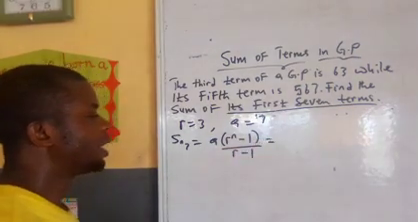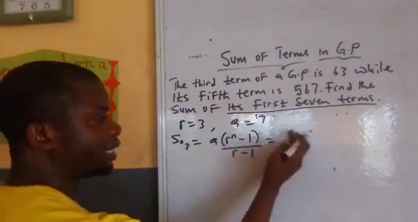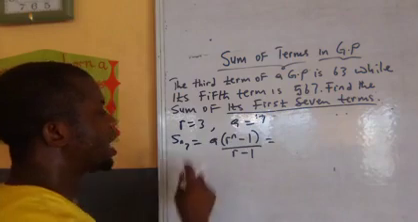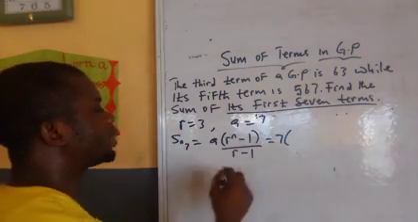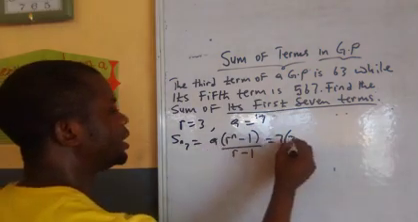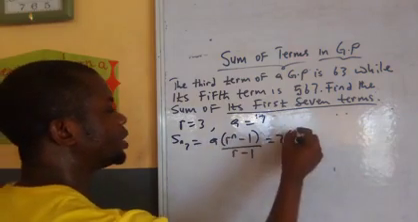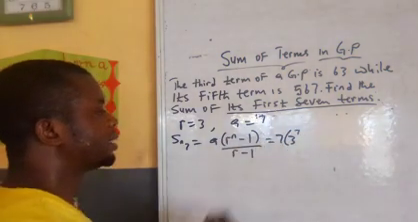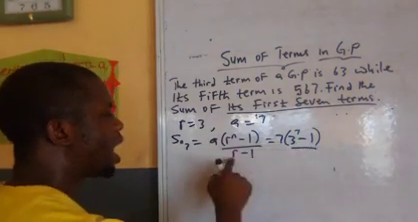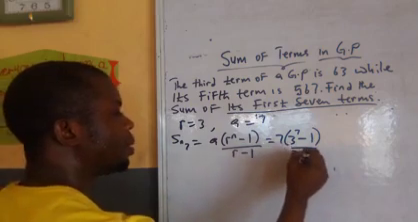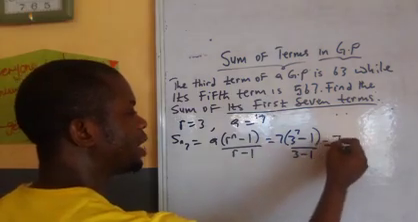So meaning that our sum of 7 terms, I'll just work it down this way. Our a is 7, bracket, then our r is 3, the ratio, then power n. What is our n? It is 7, right? 7 minus 1, bracket close. Then over r minus 1, which is 3 minus 1.